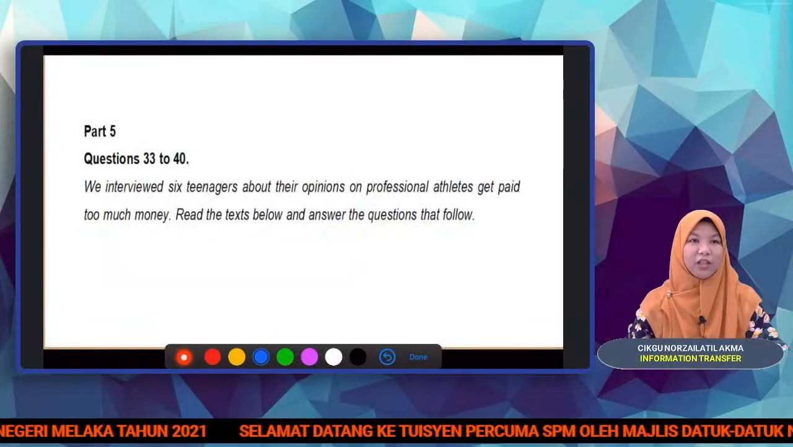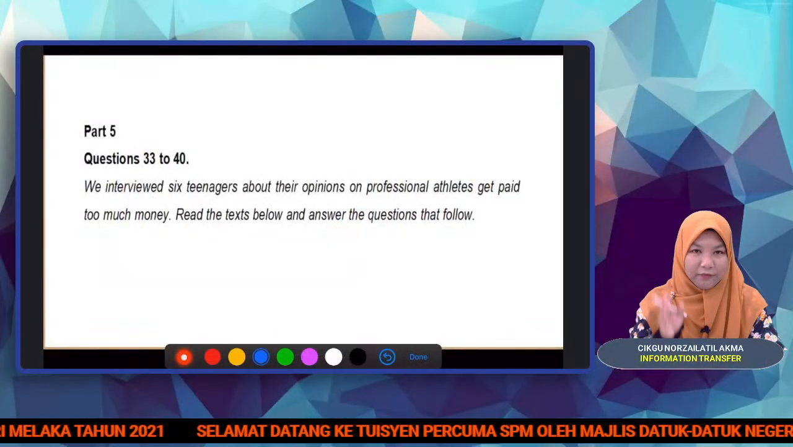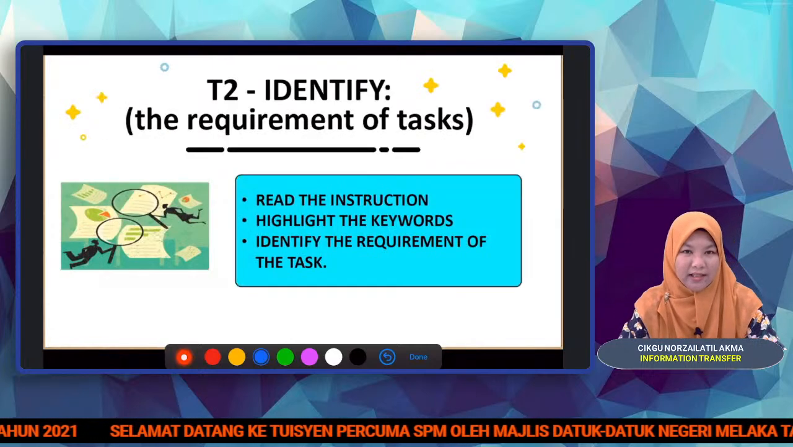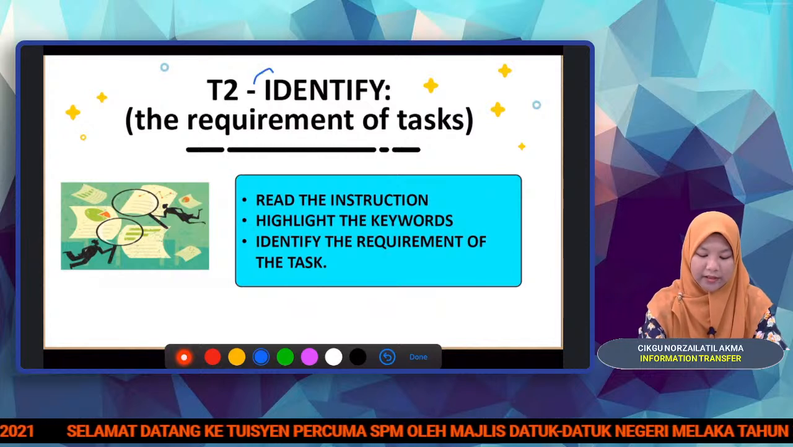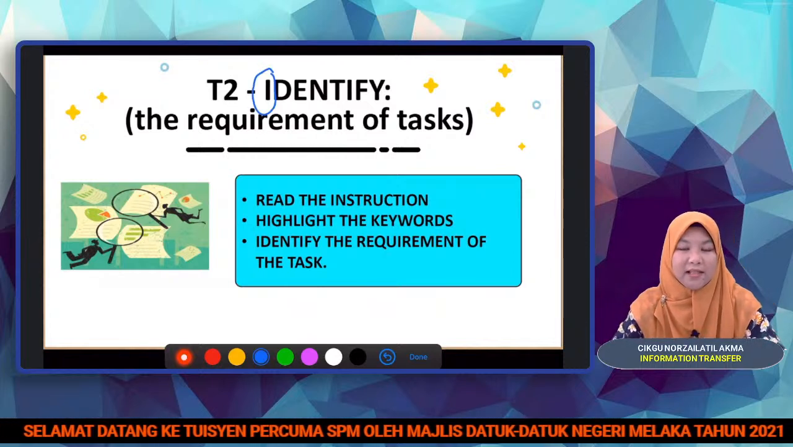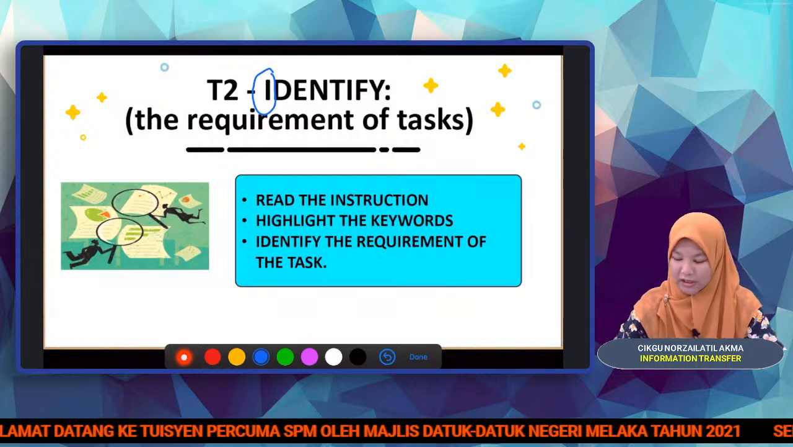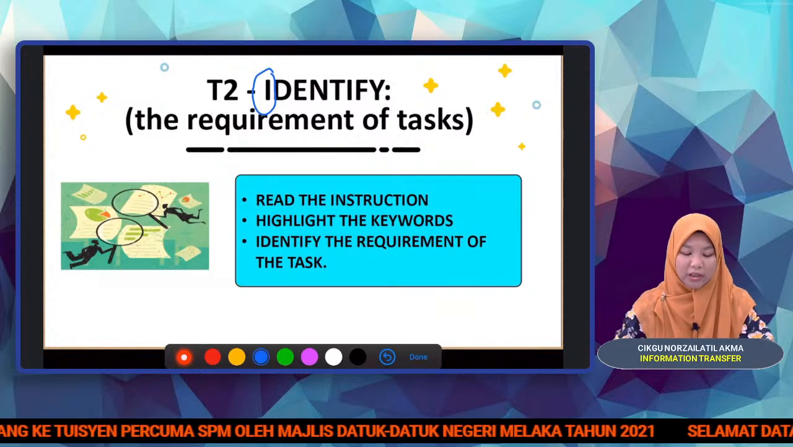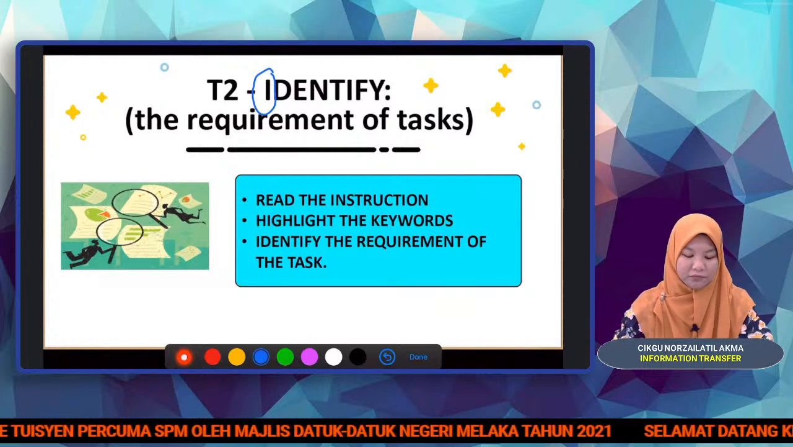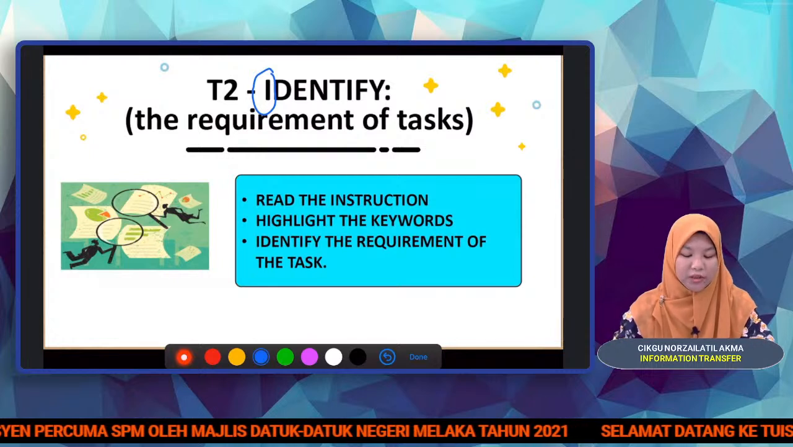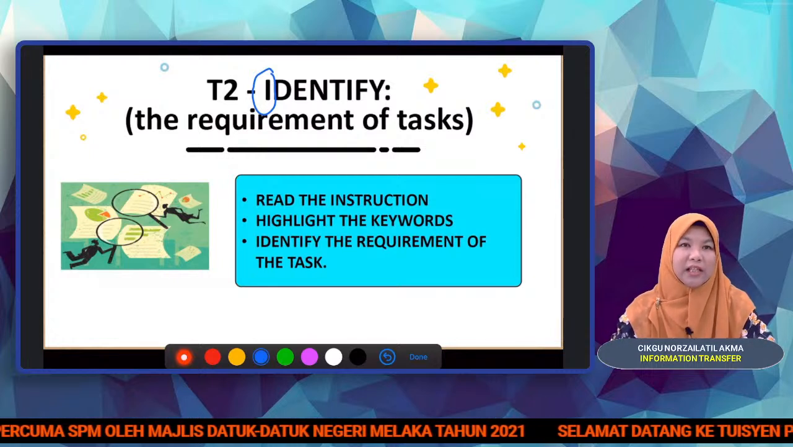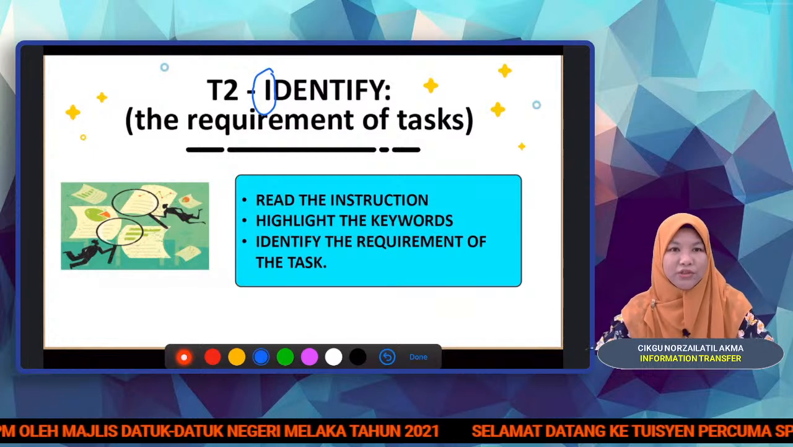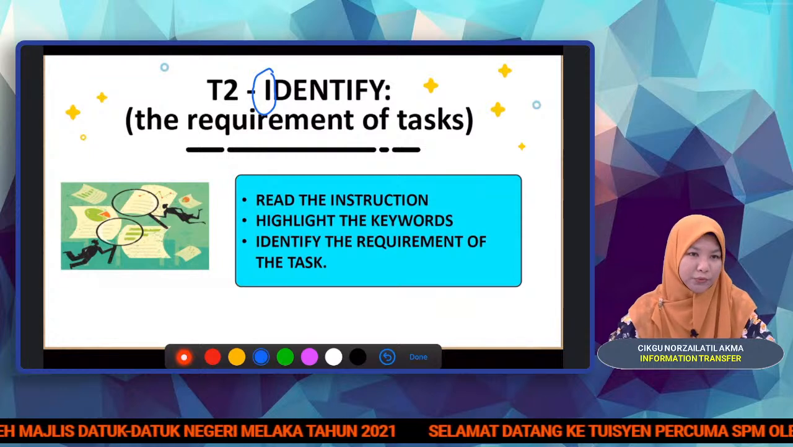Okay, now we're moving on to the second step. The first step just now was R, read. Now the second step starts with I. I here means identify. What are the things that you need to identify? What should you look for? Here it means that you need to identify the requirement of the task, what the task wants you to do, what you need to do with the question, what the question asks you to do.